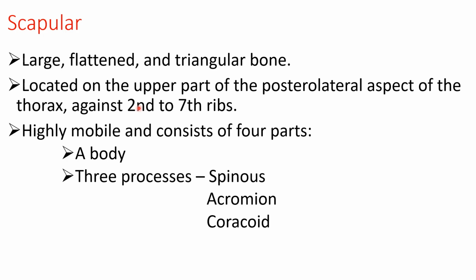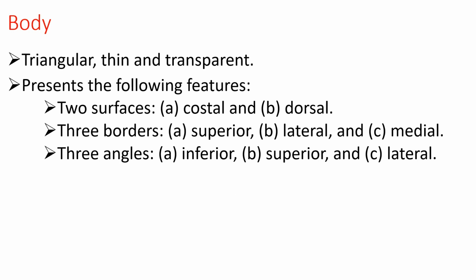The parts of the scapula include the body. Then we have the 3 processes: the spinous process, the acromion process, and the coracoid process. So the body is triangular, thin, and transparent. Then it has the following features.